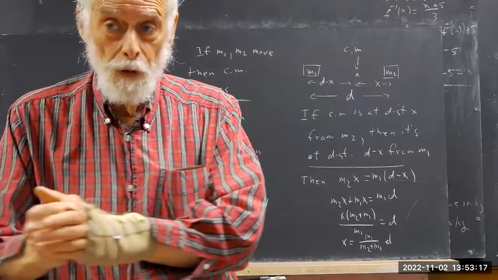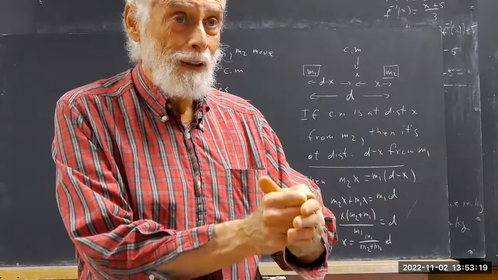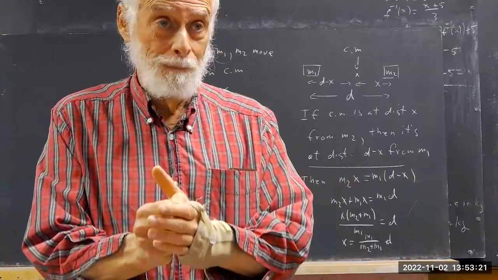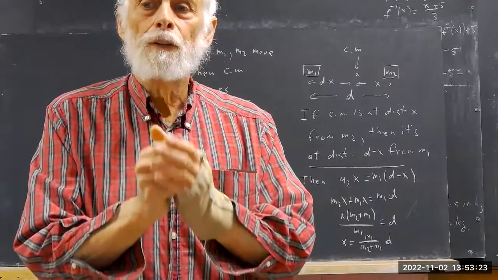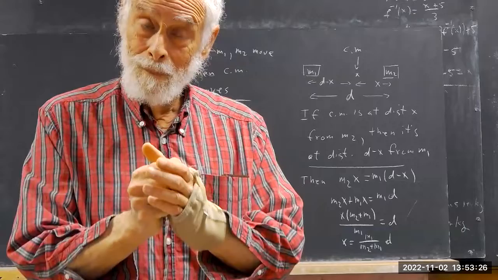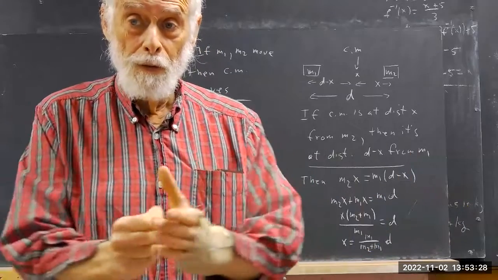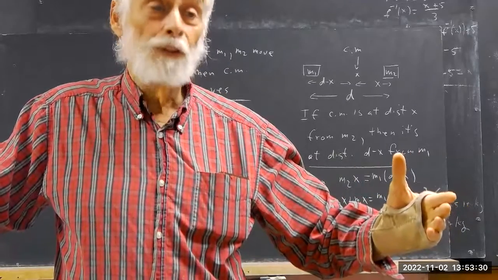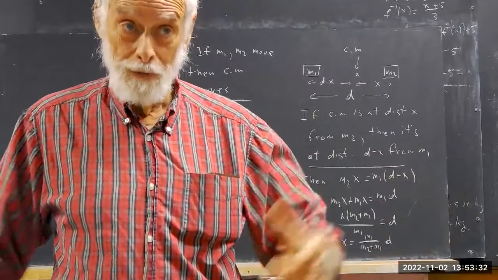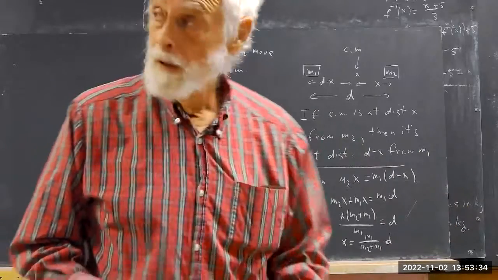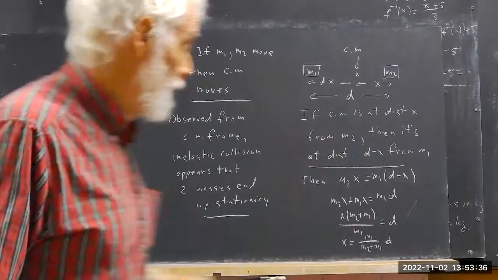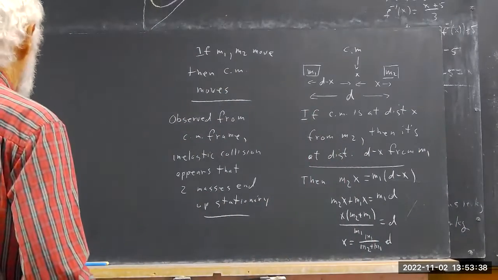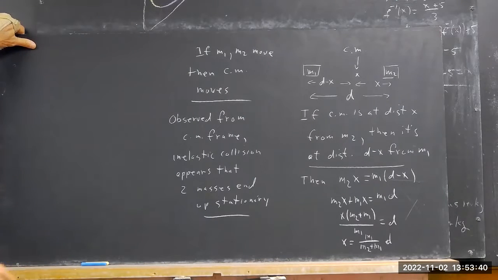Observed from a frame moving at that common velocity, it looks like they come together and stay. If the collision is elastic, it looks like they come together and spring apart with the same relative velocity. So, big deal here, I'll write it down, but you want to try to keep it in mind. Unfortunately, I wasn't able to develop it like I wanted to because we really needed to work through that other thing.